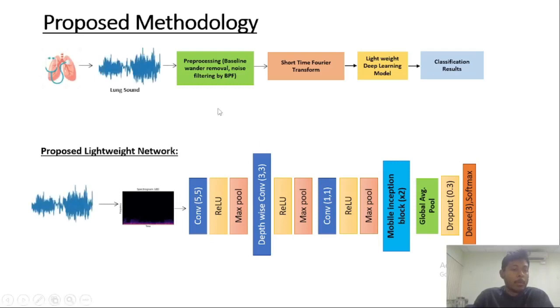Our proposed methodology is, given the lung sound signal, we also have some pre-processing techniques. The pre-processing includes DFT-based baseline wander removal. Baseline wander comes due to respiration. While recording the data, if the person is respirating, some sinusoidal baseline is induced in the data. In lung sound signals also, while recording with the stethoscope itself, some baseline wander is induced within the data.